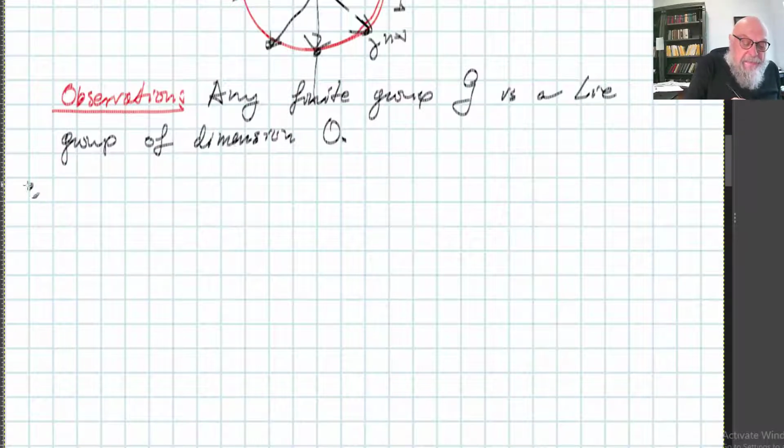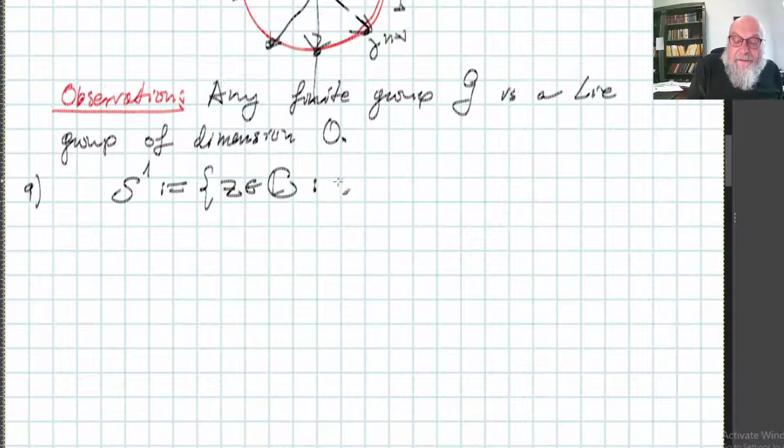So let's go to the number 9, and this will be, let's call it S1. So this is just the one-dimensional sphere. This is the set of all complex numbers such that the modulus of z is equal to 1. So that's also a compact group. As a space, it is a circle, and clearly compact. And the multiplication is also given by the multiplication of complex numbers. So it's clearly compact.